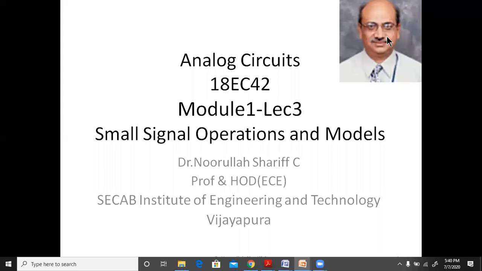So this is Unlock Circuits 18EC42. We are discussing module 1. We are in lecture 3, small signal operation and models.